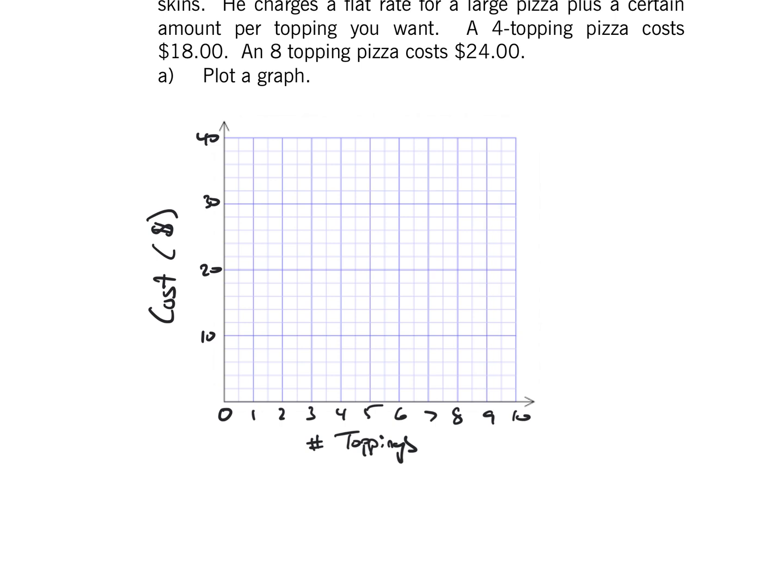So the 4-topping pizza is $18. So that means we're putting a dot right here. An 8-topping pizza is $24. That's right there. And then once we have those 2 points plotted, well, then we can join the points. Because anytime you have 2 points on a line, you can connect them, and that will give you the line.